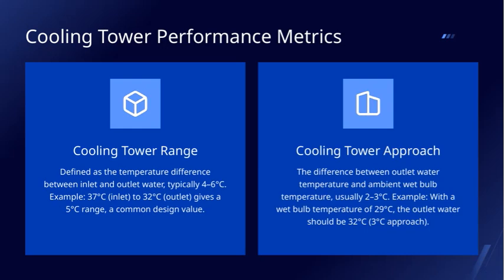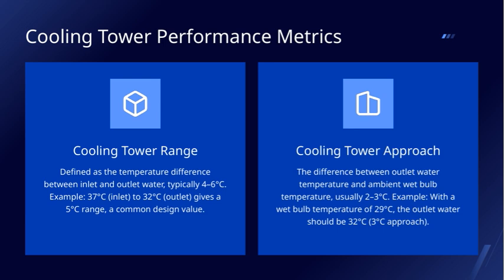Now, let's talk about the difference between outlet water temperature and ambient wet bulb temperature, which is usually around 2 to 3 degrees Celsius. For example, if the wet bulb temperature is 29 degrees Celsius, then the outlet water temperature should be about 32 degrees Celsius, giving us what we call a 3-degree approach. This approach essentially shows how close the cooling tower gets to the ambient wet bulb temperature, and it's a key indicator of how efficiently the tower is operating.